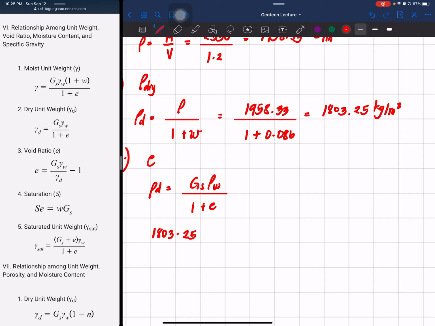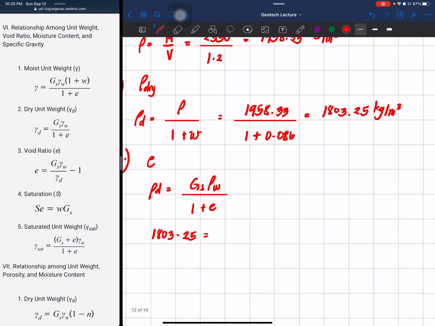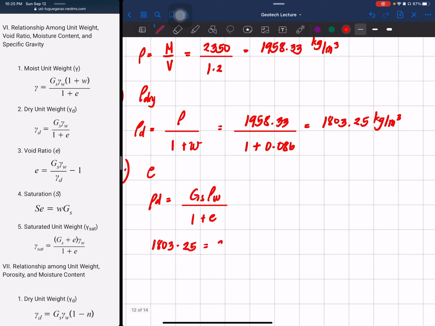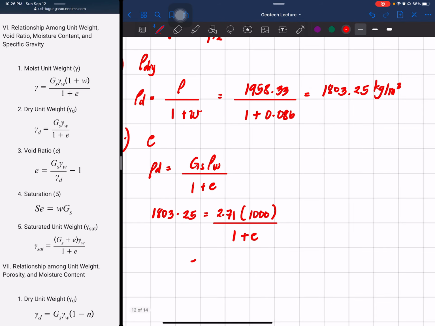So this is now equal to 1803.25, which is equal to, what is our Gs? That's 2.71, and then multiplied by rho water. Let's use 1000, guys, all over 1 plus e. From here on, we can now get our e. So let me just do that. 2.71 multiplied by 1000 over.